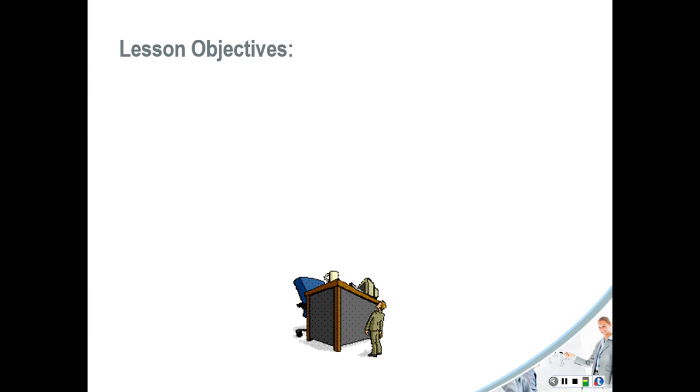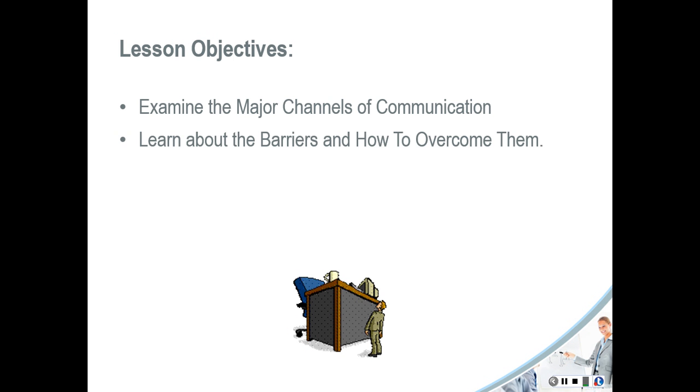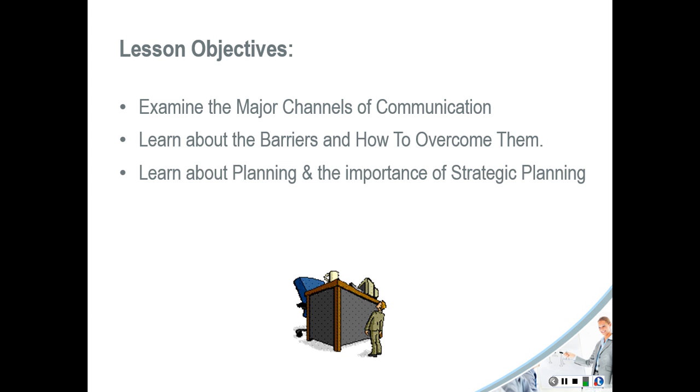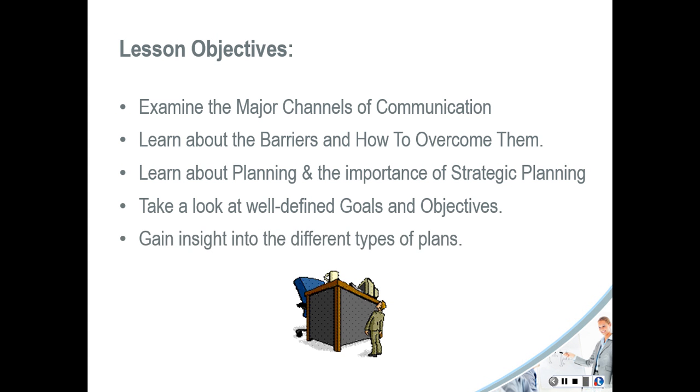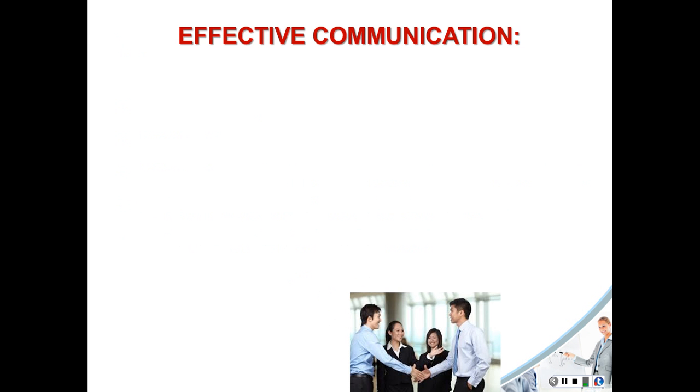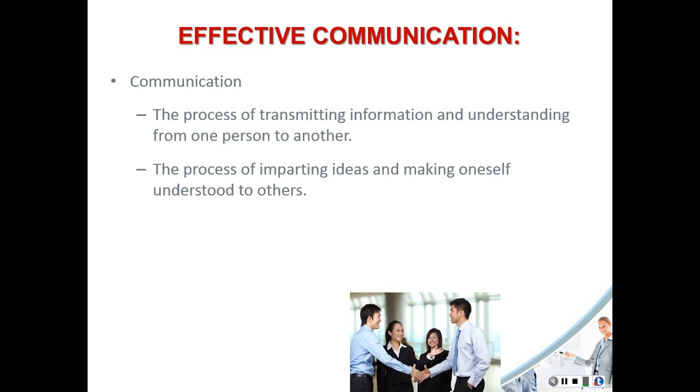Our lesson objectives this week are number 1, we want to look at the major channels of communication. We want to look at some of the barriers to communication and how to overcome them. We also are going to take a look at planning and the importance of strategic planning. So doing that means we need to make sure we have well-defined goals and objectives, so we're going to take a look at that. And we're going to get a little insight into the different types of plans that are used in management.